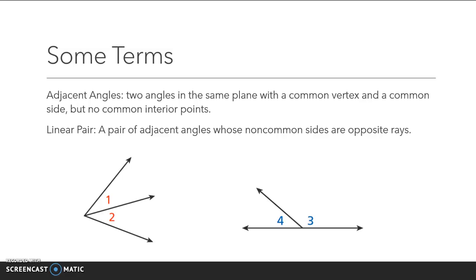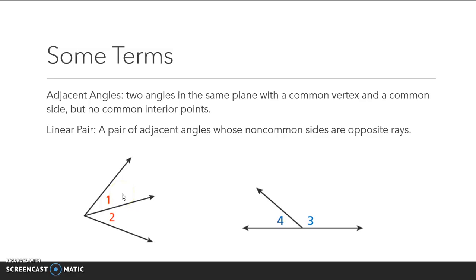The first term we have is adjacent angles. These are two angles in the same plane with a common vertex and a common side, but no common interior points. So basically, the angles are right next to each other. Okay, they share a side, they share a vertex, and they don't overlap at all. So angle 1 is up here, and angle 2 is at the bottom here, and there's no overlapping with the interiors of these angles. They're adjacent.